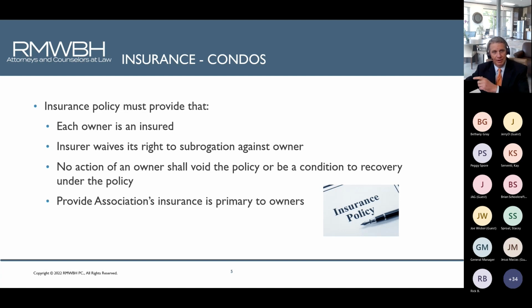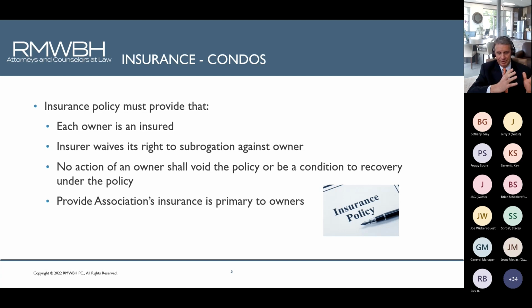But as it relates to insurance for condos, the insurer cannot go after an owner for what it pays out under a condominium policy. Also, insurance policies state that, related to condos, no action of an owner shall void the policy or be a condition to recover under the policy. Basically, you can't have an owner, even though an insured, essentially control the policy. That is done on behalf of the association.